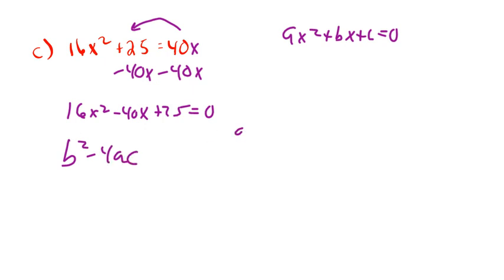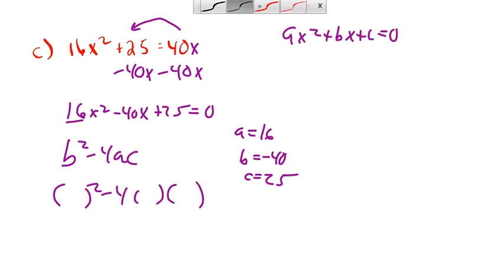Now let's go ahead and write this in the discriminant. So that means my a is 16, right? My a right here. And my b is -40. And my c is 25. Let's plug it in. b squared minus 4 times a times c. Plug in this dude. My b right here is -40. My a is 16. And my c value is 25. Big numbers right there. So 40 squared is going to give us 1,600.